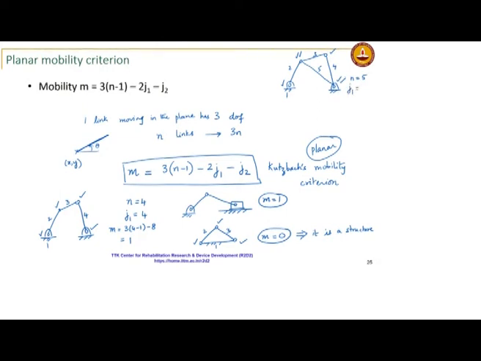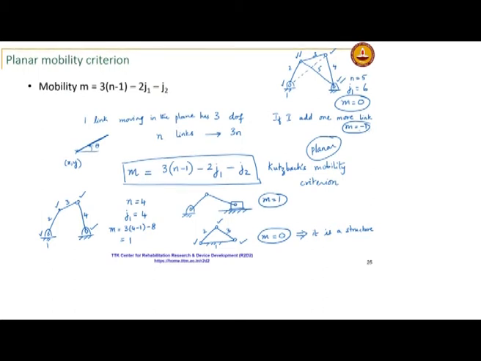So, J1 is 1, 2, 3, 4, 5, 6 and you get mobility equal to 0. If I add one more link, okay, then I will actually get mobility equal to minus 1. So, say I add another link like this, I will get mobility is minus 1. So, this indicates that it is a statically indeterminate structure.